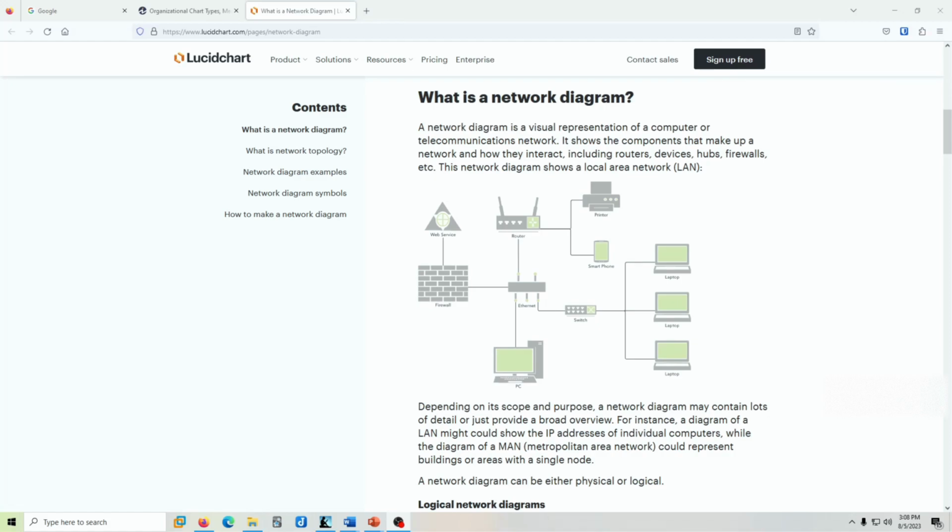The next item was network diagrams. So a network diagram is a visual representation of a computer or telecommunications network. It shows the components that make up a network and how they interact, including routers, devices, hubs, firewalls, etc. So below we see a picture of a network diagram. Some contain the actual IP addresses, so you know what devices are where logically.